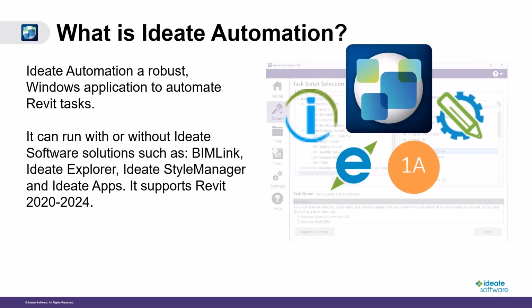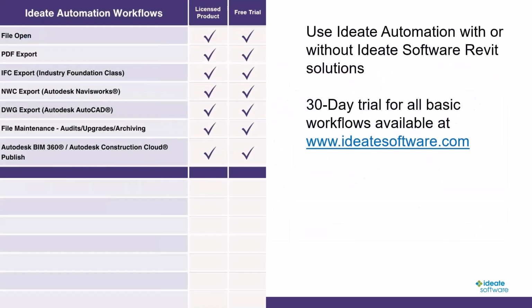And of course, I'm also going to talk about at the end how you could use Ideate BIMLink to export out a health check, and that health check is also using Ideate Explorer and our Ideate apps. We also have the ability to use Style Manager, and so all of our applications can be used with Ideate Automation. And in fact, here's a nice little chart.